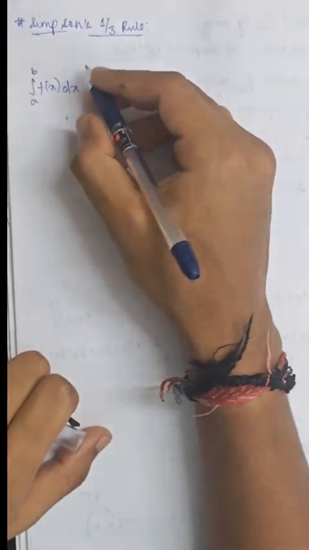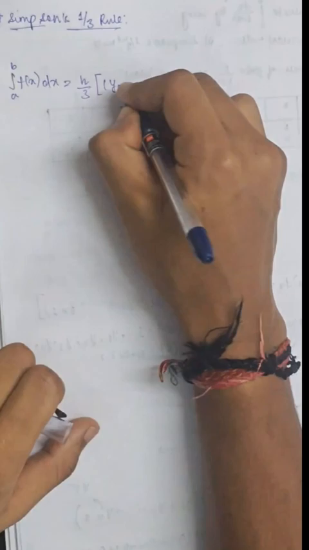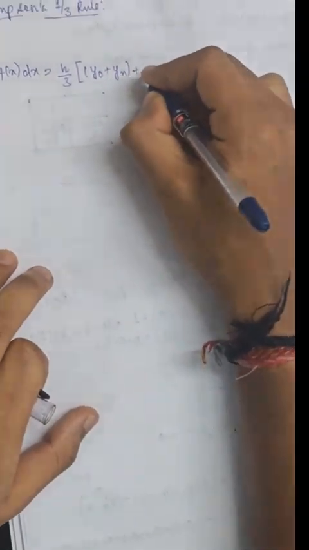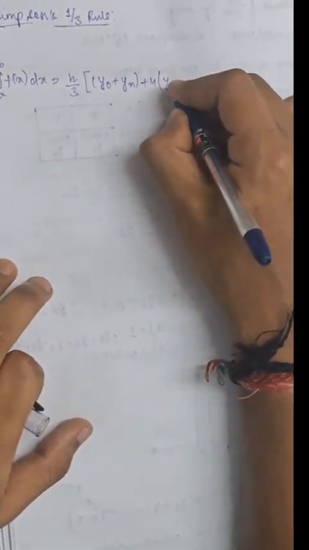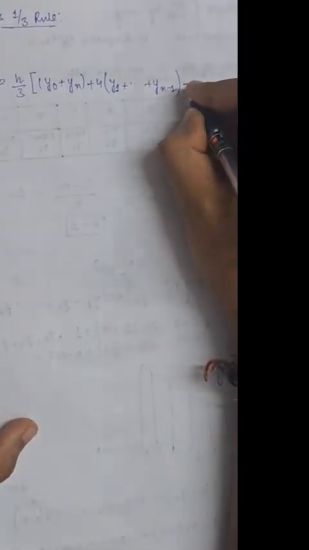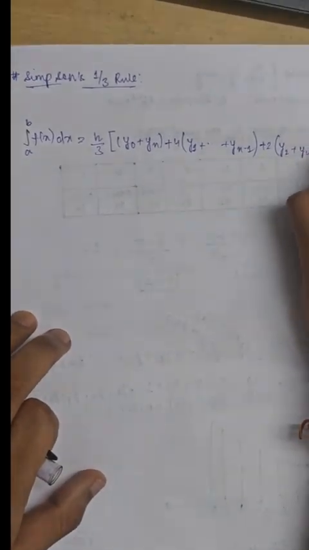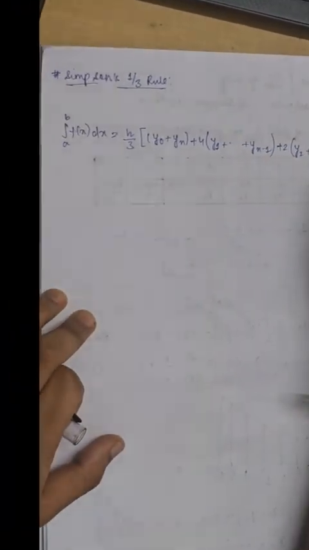integral a to b of any function f(x) dx is equal to h upon 3 times [y0 plus yn plus 4 into all the odd numbered terms y1 plus y3 plus ... plus yn minus 1, plus 2 into the even numbered terms y2 plus y4 plus ... plus yn minus 2].